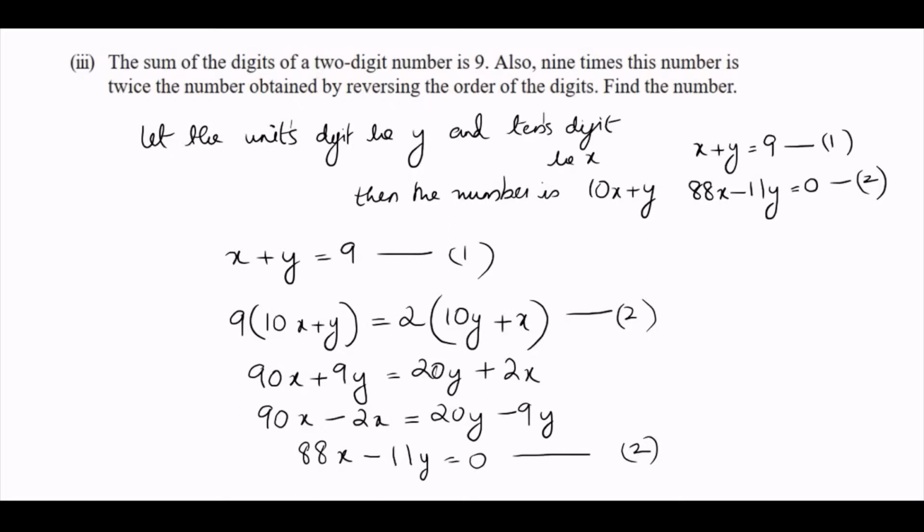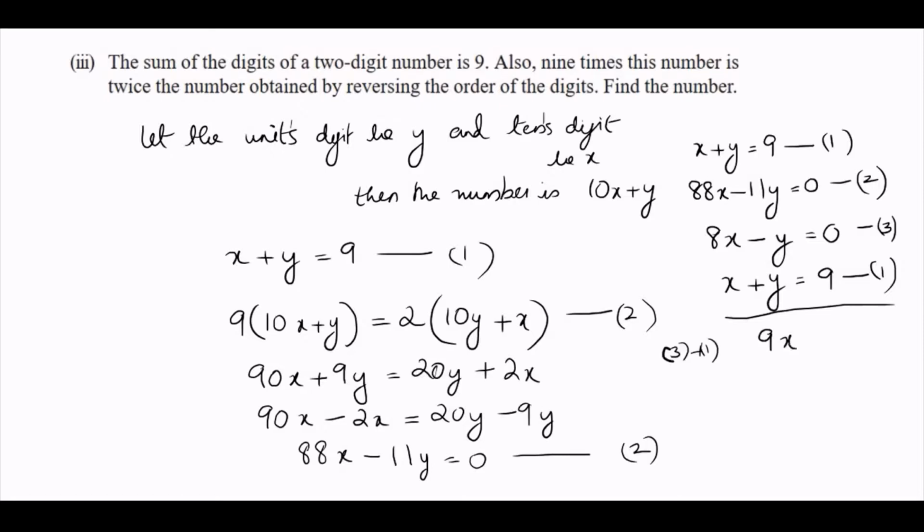Now you can divide the second equation by 11. So you get 8x minus y is equal to 0. So that is our third equation. I have done this division by 11 to make it easy to eliminate. So here the coefficient of y is the same. So when you add both the equations, you will get 9x plus 0 is equal to 9. x is equal to 9 by 9, that is equal to 1. So our x value is 1.